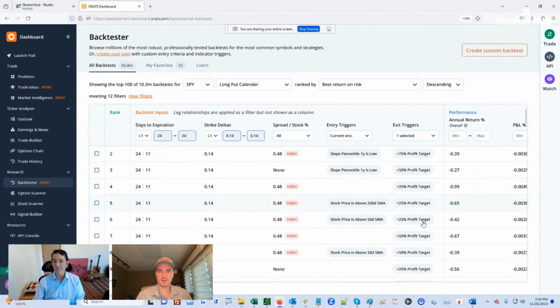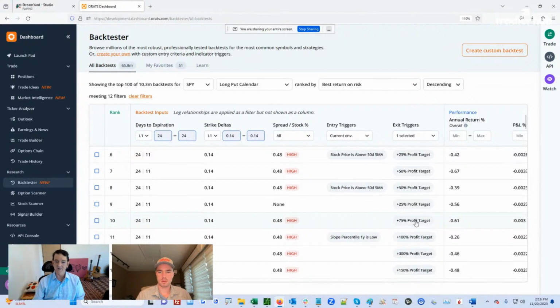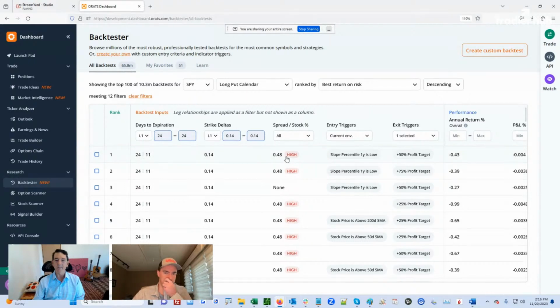So here's ones that they're getting out a little bit early. So they have pretty tight profit targets. So what this is telling me is I don't want to do that. And what I'm also noticing is the losers in this particular strategy are paying a high price. So I don't want to pay a high price. And of course, if you recall, one of our filters is paying a low price.